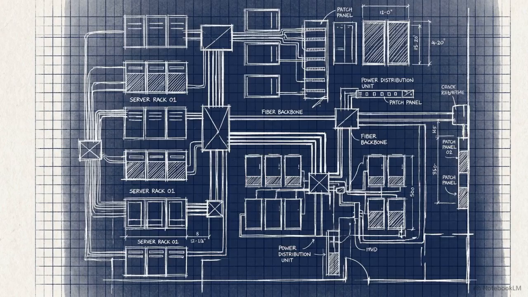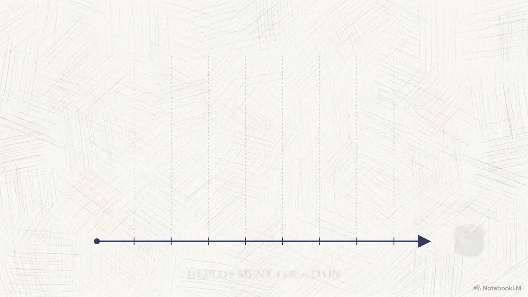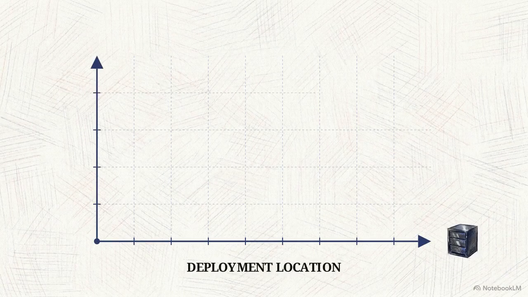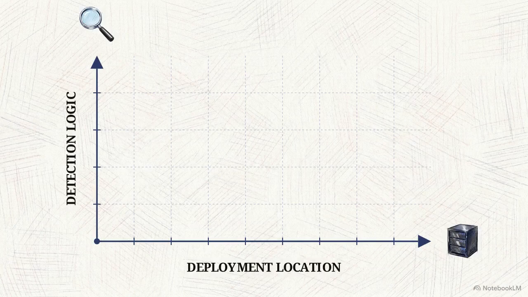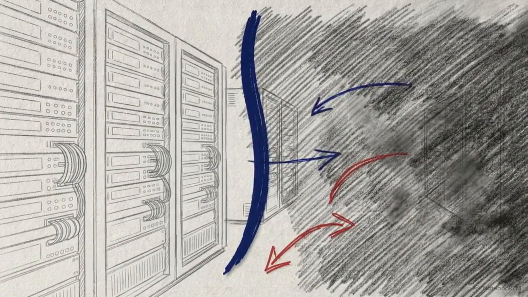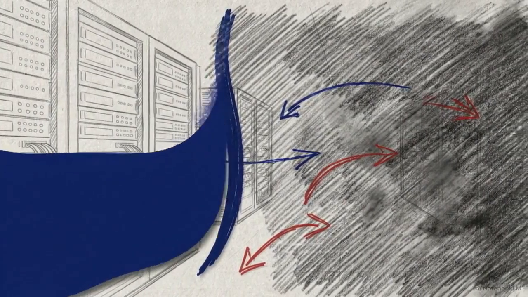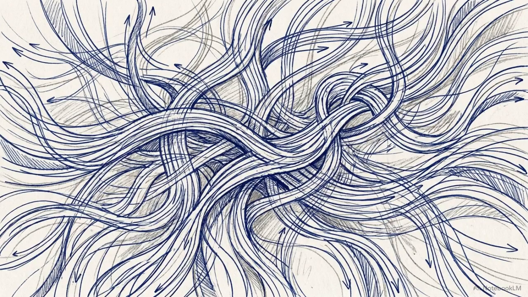Building a comprehensive IDS requires making engineering decisions along two specific axes of functionality. We have to decide exactly where the system listens, its deployment location, and how it evaluates the data it collects, its detection logic. By selecting the right parameters across these two axes, we turn an opaque, vulnerable internal network into a highly monitored environment. We will start with the first axis, deployment location.